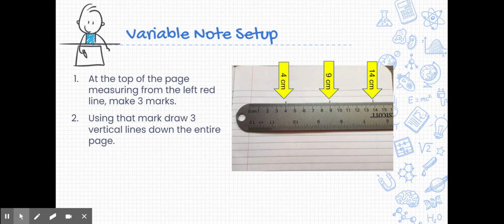At the top of the page, you're going to make 3 marks. A mark at 4 centimeters, another mark at 9, and another at 14 centimeters. Using those marks, you're going to draw 3 vertical lines down the entire page.